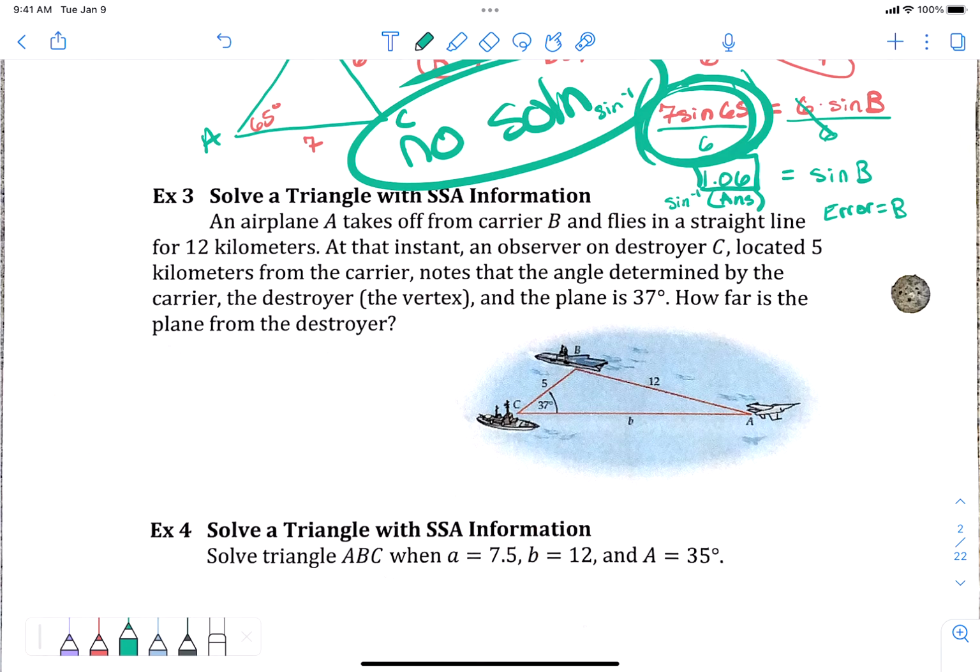Let's do one more problem and then I'll give you homework. Let's not do three. Let's do one more problem. No, this one's a long one. No, 3 is not a long one. 3 is not a long one.